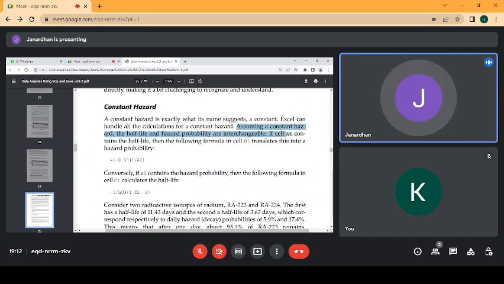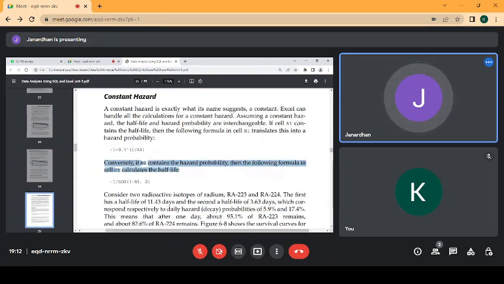If cell A1 contains the half-life, then the following formula in cell B1 translates this into a hazard probability: 1 minus 0.5 power 1 by A1. Conversely, if B1 contains the hazard probability, then the following formula in cell C1 calculates the half-life: minus 1 by log(1 minus B1, 2).